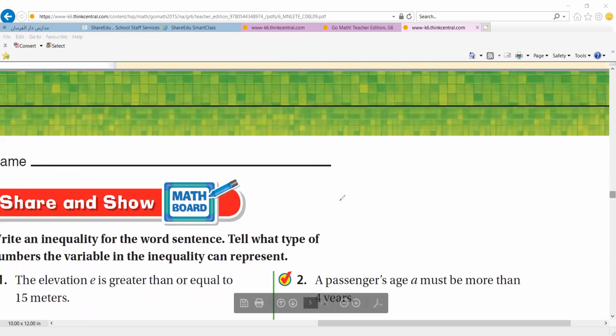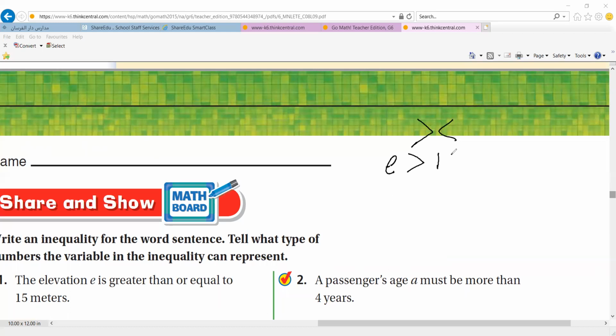Starting with Ghalia. Ghalia, the first is the elevation E is greater than or equal to 15 meters. Okay, the elevation E is greater than. So what should I put as the sign? Open or closed mouth? Open mouth. And I'll just write E greater than 15.